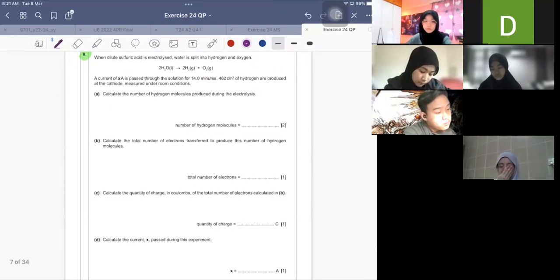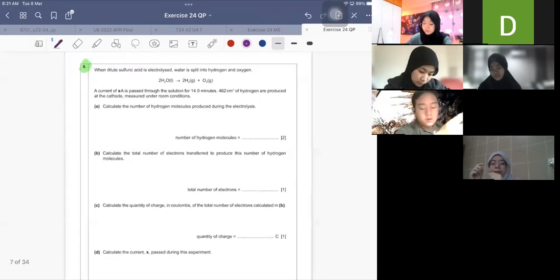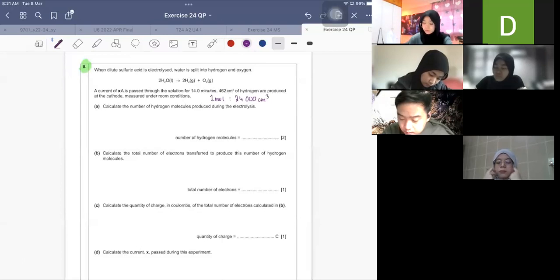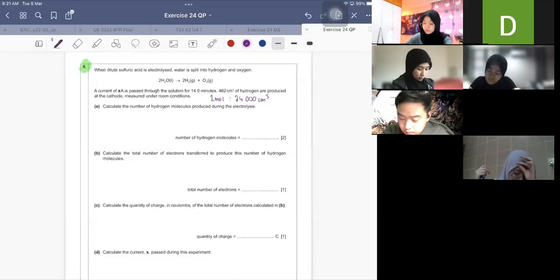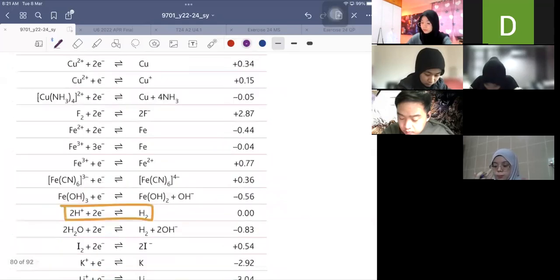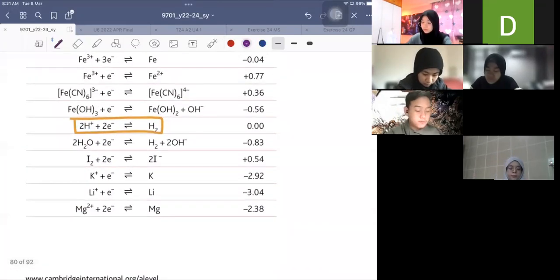I think the first part, calculate the number of hydrogen molecules, that's fine. Just remember that one mole of gas occupies 24,000 centimeter cube, okay? So that's what you need to calculate the number of moles of gas. And then calculate the total number of electrons transferred to produce this number of hydrogen molecules. Okay, so I will just get the half cell equation required.